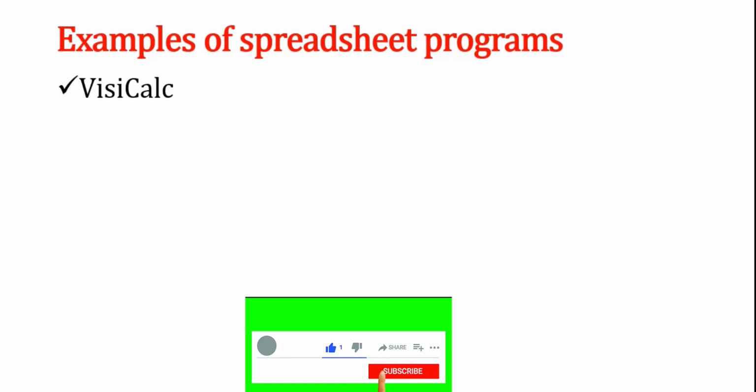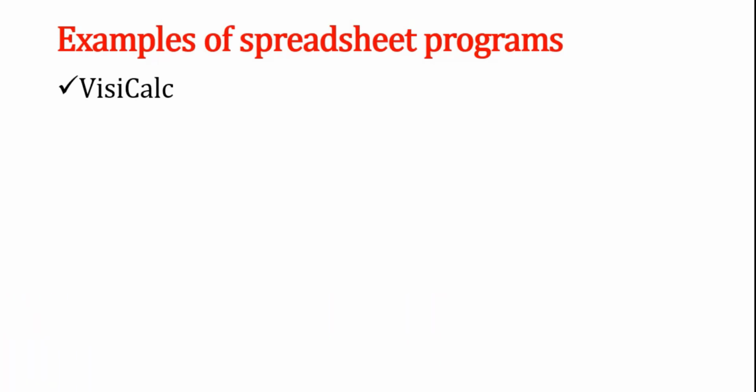VisiCalc was the first spreadsheet software program developed by Apple in 1978. VisiCalc was eventually sold to Lotus Development Corporation and was the basis for the development of the Lotus 1-2-3 spreadsheet application. Lotus 1-2-3 was a popular command line spreadsheet program in the 1980s and released on January 26, 1983 by Lotus Software, which is now a part of IBM.